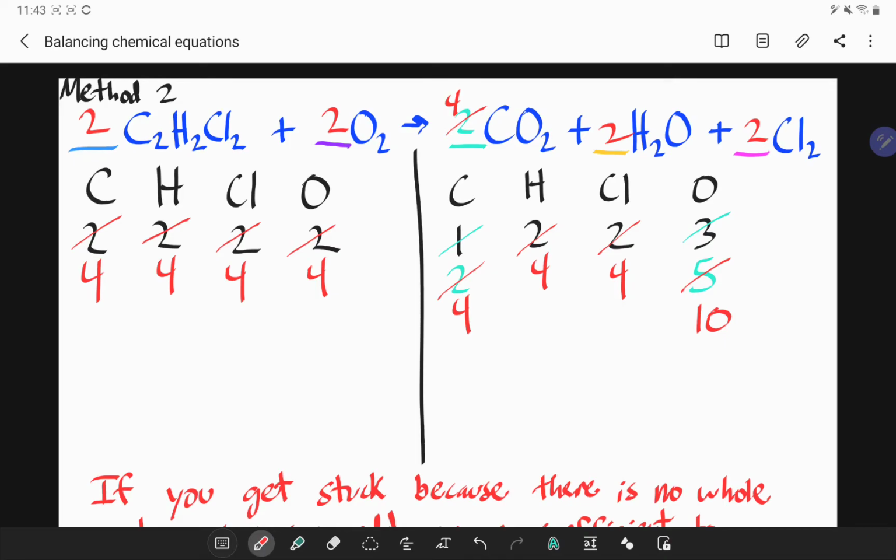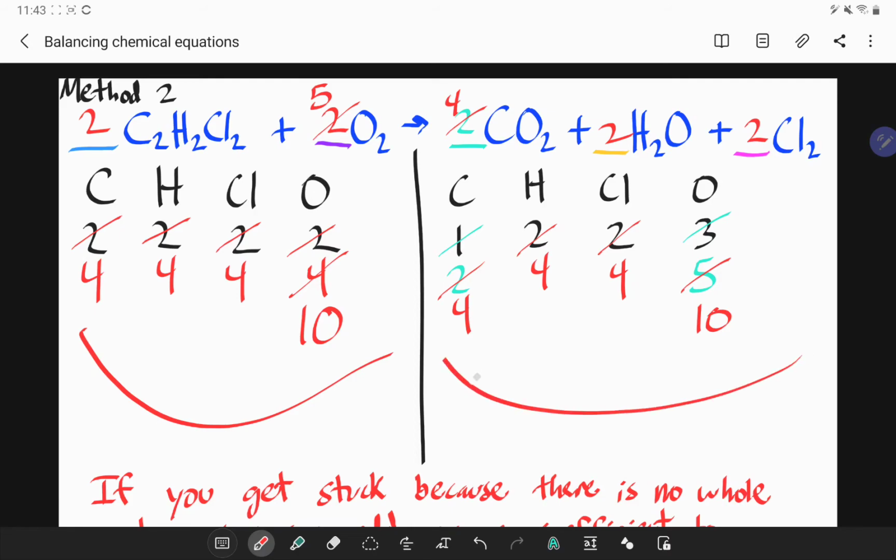All right, so 2 does not go into 5. No whole number times 2 equals 5. But there is a whole number that I could put here. I could cross off this 2 and put a different whole number there that I can multiply by 2 to get 10. So that's why we doubled everything there. So let's change this 2 to what times 2 equals 10? Well, 5 times 2 equals 10. So I'm going to change that 2 to a 5. And I'll now have 5 times 2, I'll have 10 oxygens. And if we look here, everything is balanced between these two.